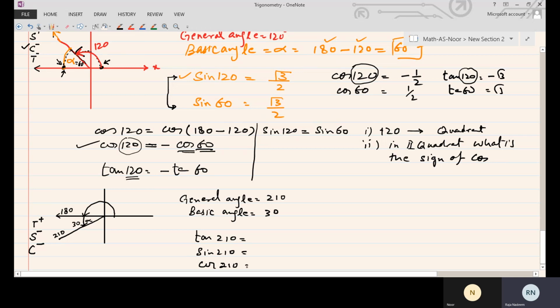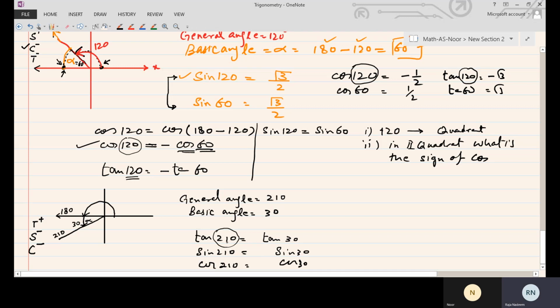If you use the formula, then you'll find this is how you attempt. You'll think about the given angle 210, and 210's basic angle is 30. Then you write 30 with tan, you write 30 with sine, you write 30 with cos: tan 30, sine 30, cos 30.